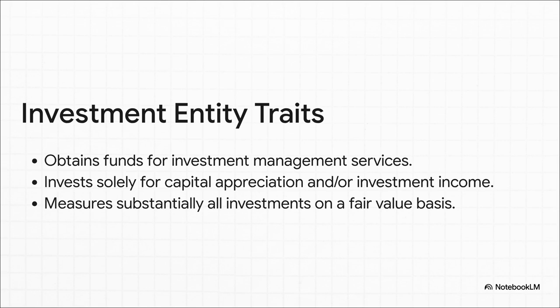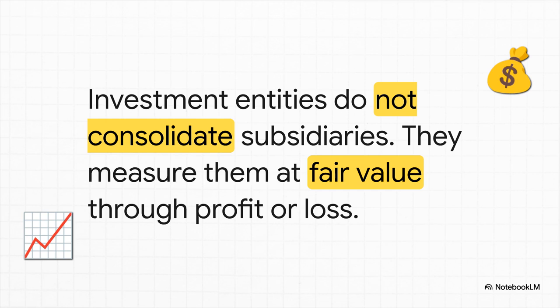First, it gets money from investors to provide them with investment management. Second, its whole business purpose is just to invest for growth or income. And third, it measures almost all its investments at fair value. And this is the kicker. If a company fits this description, it does not consolidate its subsidiaries. Instead, it reports them as investments measured at their current market value or fair value.